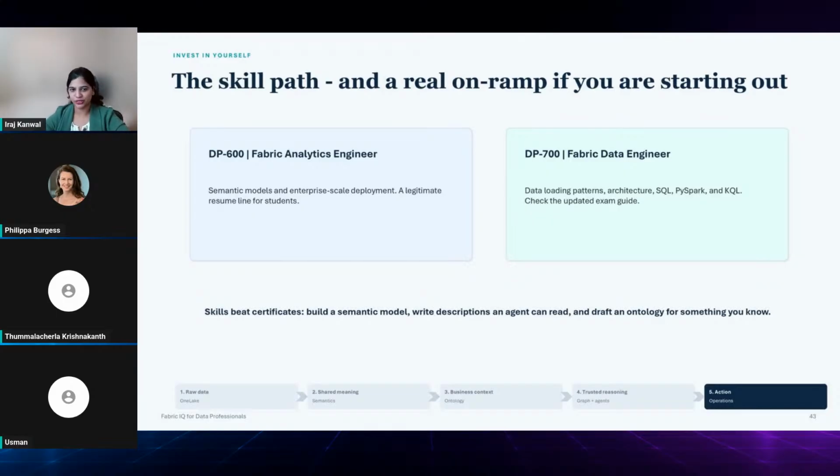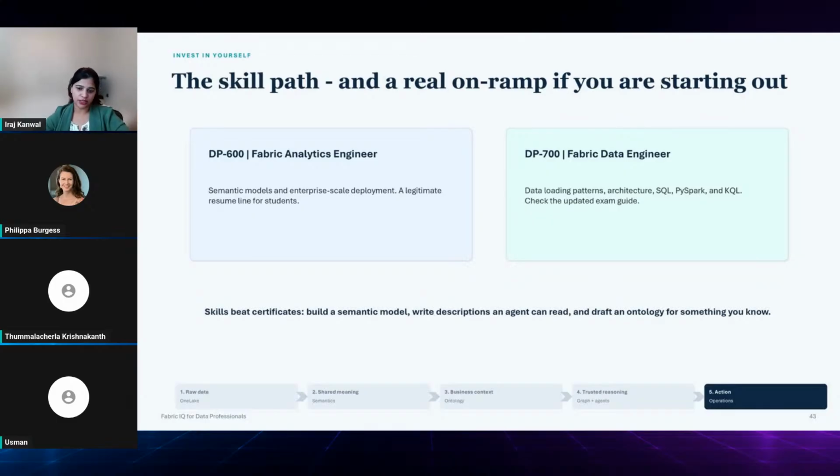So I would strongly suggest that you start building a semantic model and give a measure a clear description, and sketch an ontology for a domain you understand. Ask yourself, what are the entities, what are their properties, and how do they relate? What rules matter and what action should follow?